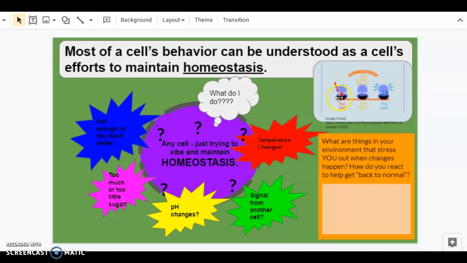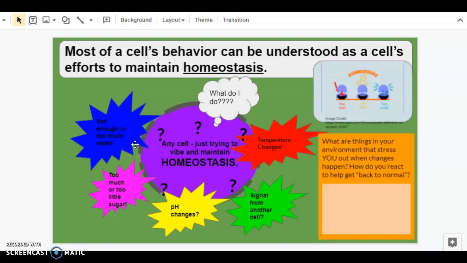is healthy. Think of it as too hot, too cold. These are outside of homeostasis. Homeostasis is just right. So here's a cell just trying to do its thing. What would interrupt its homeostasis?